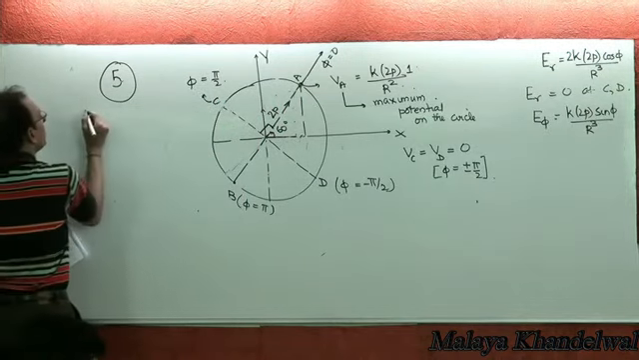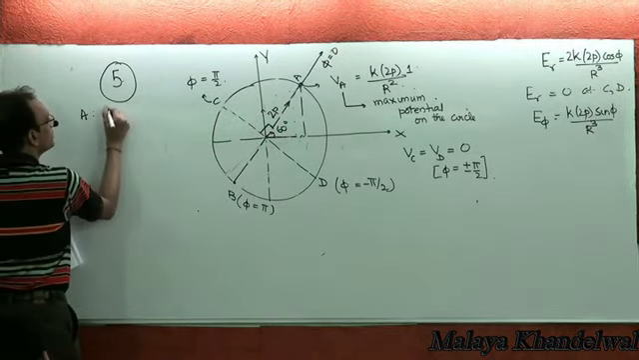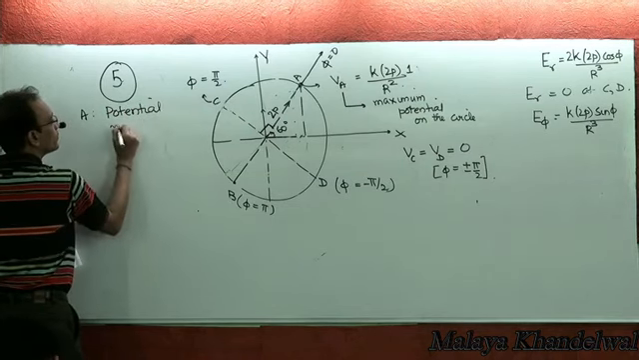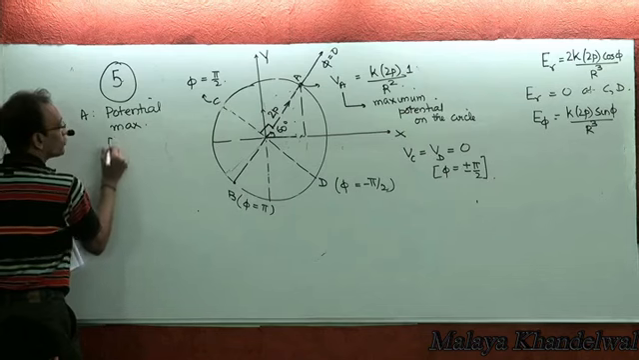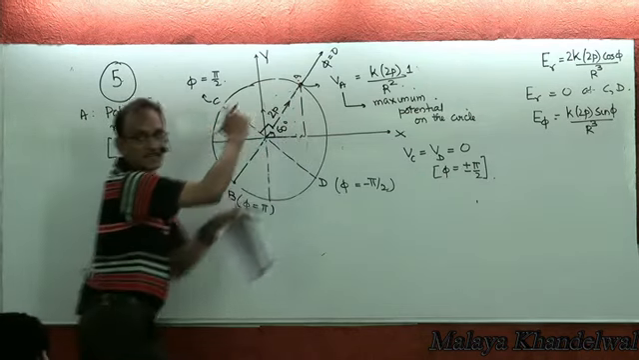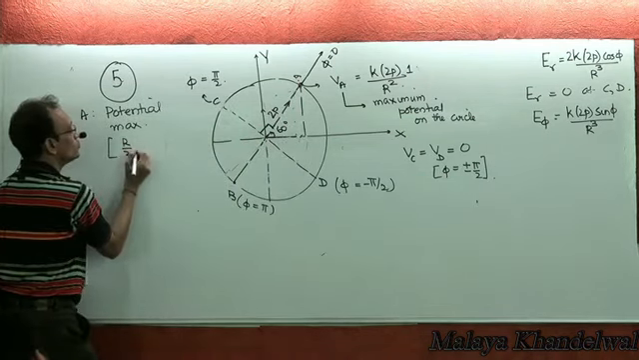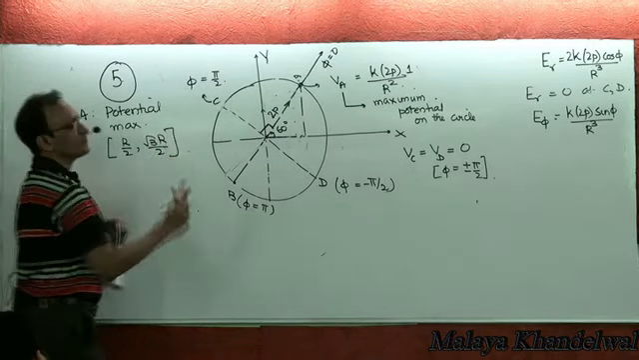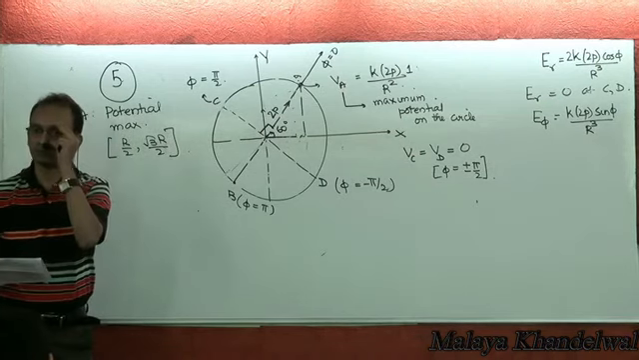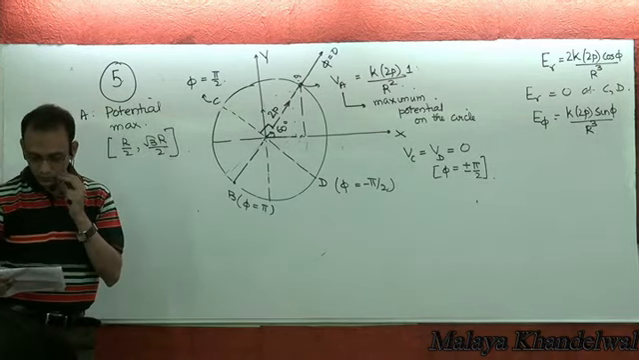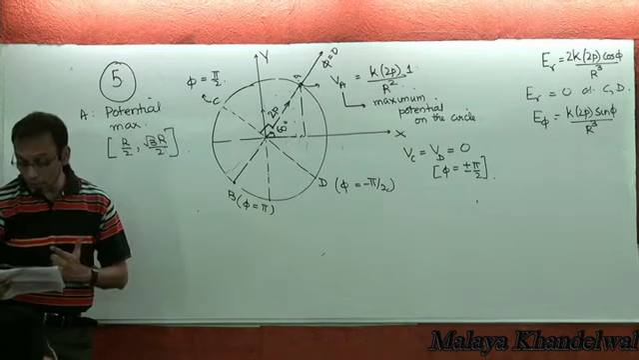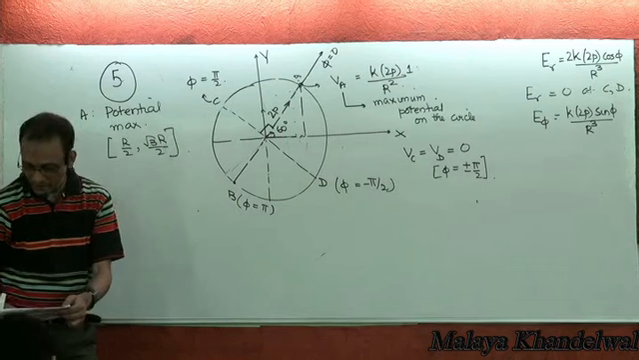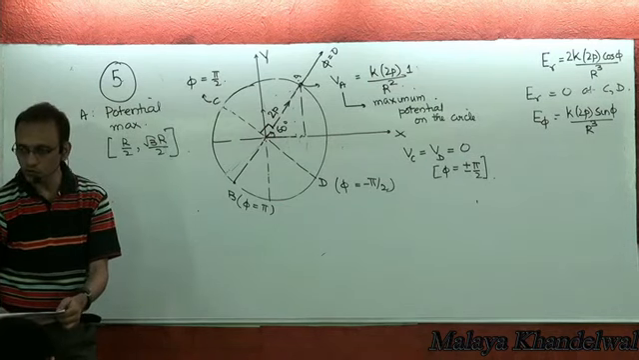So the point A where the potential is maximum, coordinates of A would be R cos 60 and R sin 60 degrees. So R by 2 and root 3 R by 2 are the coordinates of the point where potential is a maximum, right? So A matches with P.